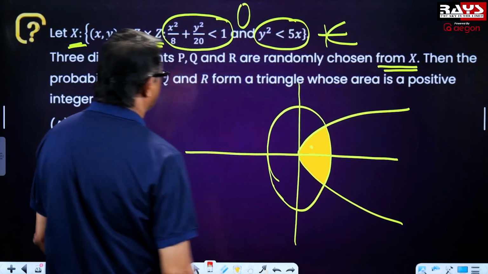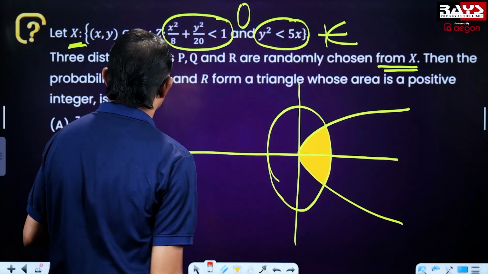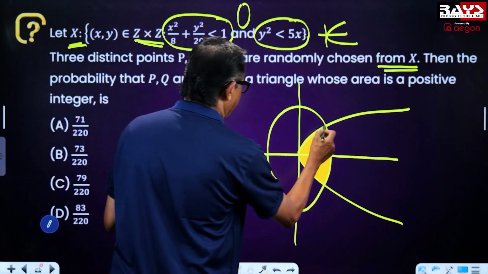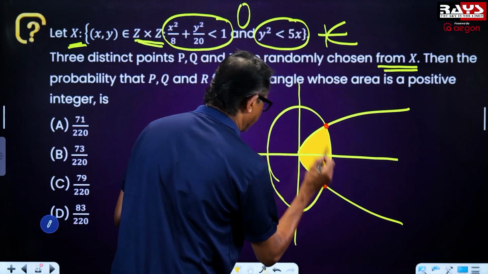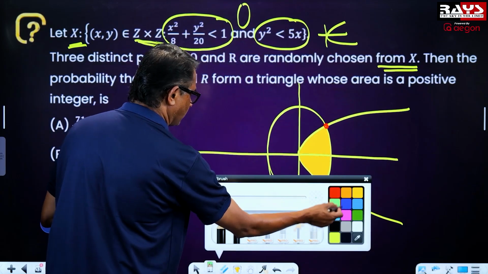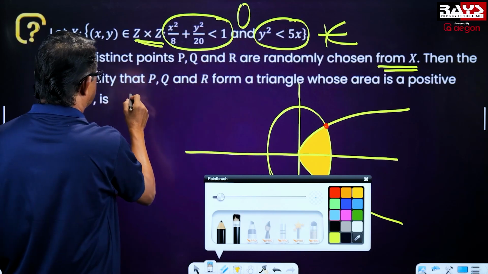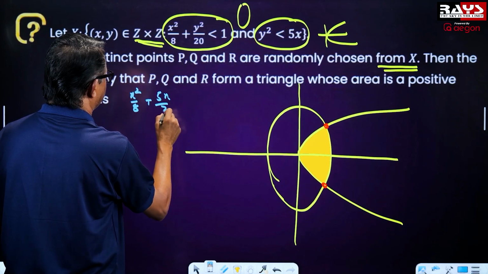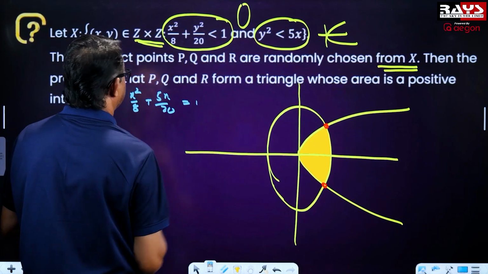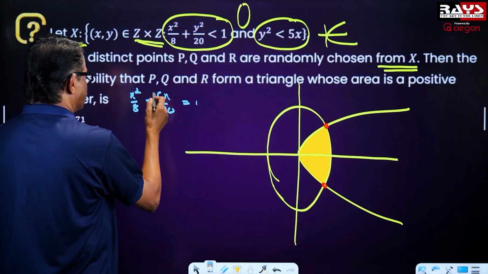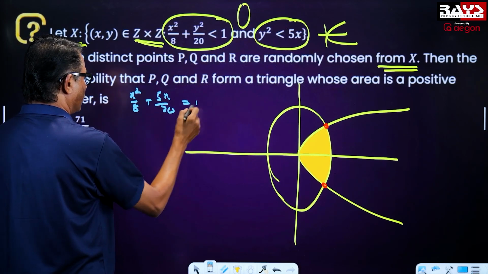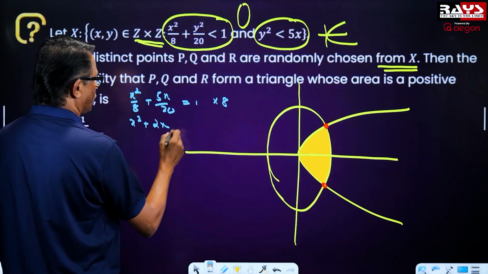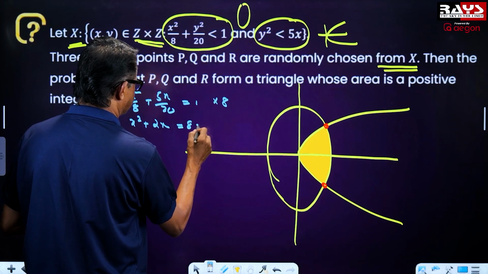See, x square by 8 plus y square by 20 is equal to 1. Let us first see what are the points of intersection, this point and this point. Let us find the points of intersection by solving. So x square by 8 plus 5x by 20 is equal to 1. So this is cancelled, you will be getting 4. You multiply by 8, you will get x square plus 2x minus 8 is equal to 0.